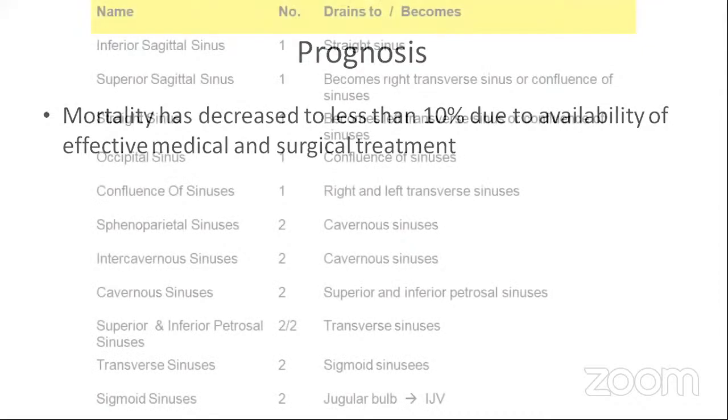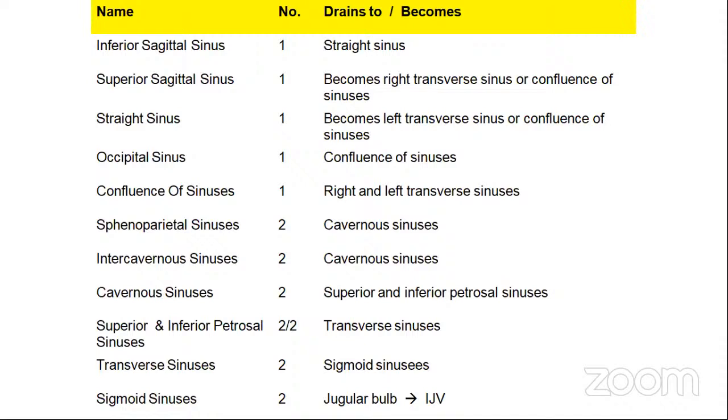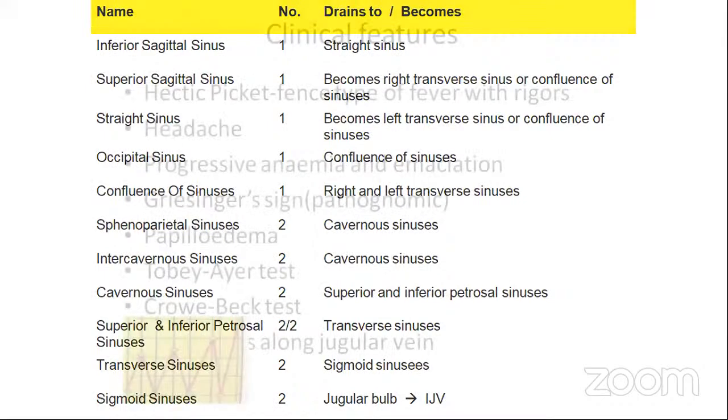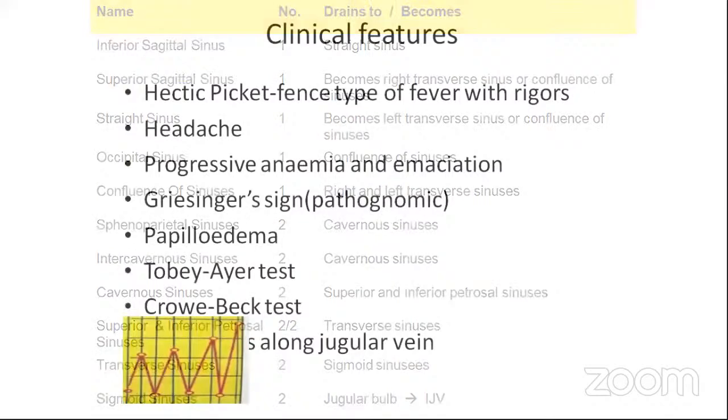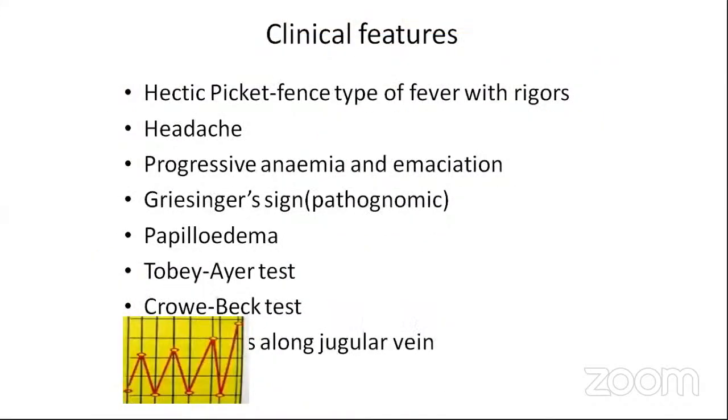So these are the different sinuses in our brain: inferior sagittal sinus, superior sagittal sinus, straight sinus, occipital sinus, and more. Now, clinical features, as we already said: hectic fever with rigors, headache, progressive anemia, and emaciation. On examination, there will be papilledema, Tobey-Ayer sign, and Griesinger's sign, as well as tenderness along the jugular vein. This diagram shows hectic picket fence fever. Whenever bacteria are released into the circulation, you will have a spiking fever followed by a depression. Again there will be a spike, then depression. That is the picket fence fever.